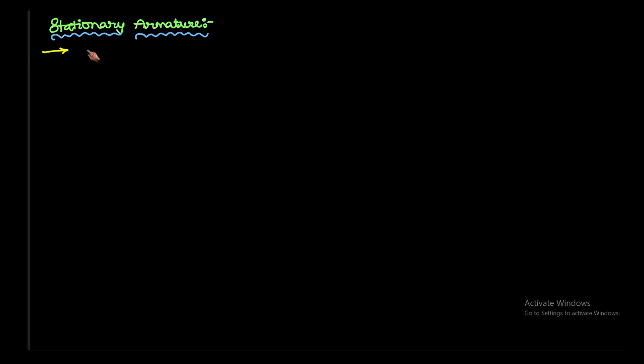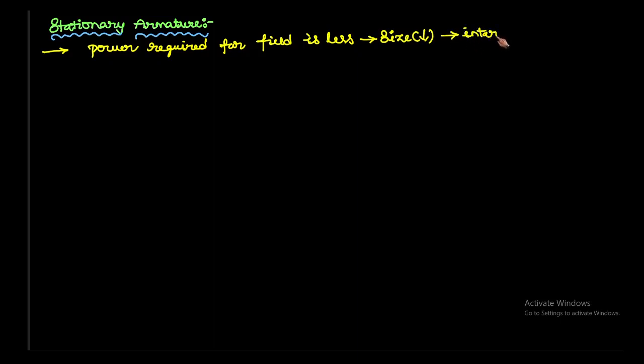The first advantage is that the power required for the field is less. As the power required is less, the size of the field system decreases. As the size decreases, the inertia also decreases. So this is the first advantage: as the power required for the field is less, the size is reduced, and because of that the inertia is also reduced.